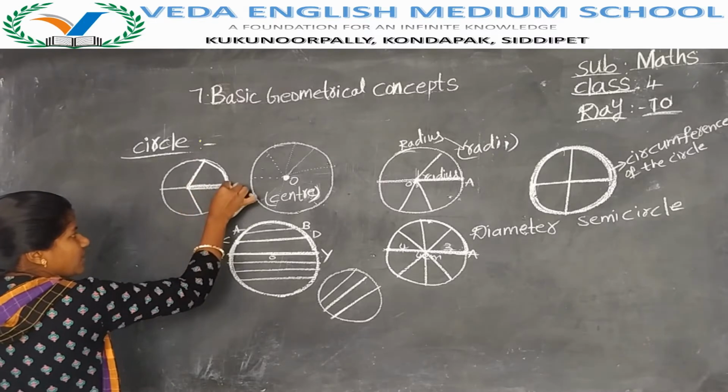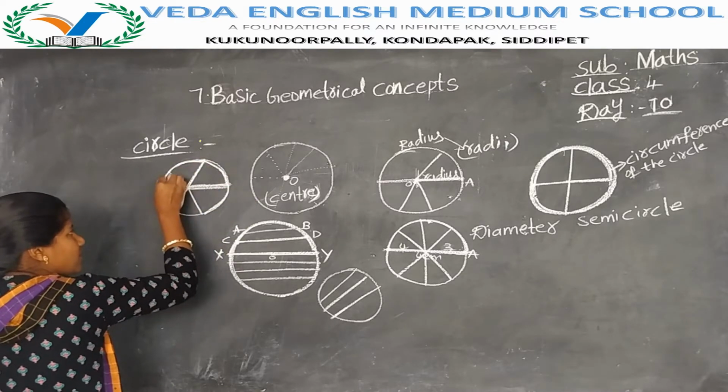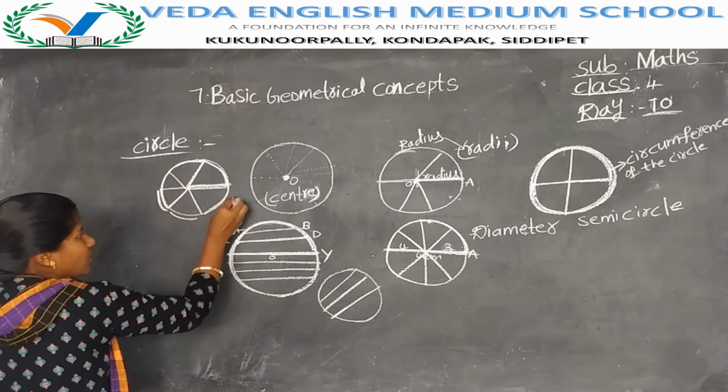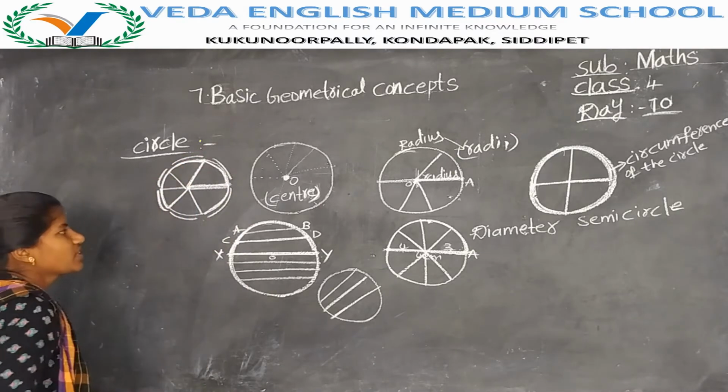Circumference of the circle. It is one arc. Like this. These are the arcs. These small parts, each is one arc. Like this, these are the arcs of the circle.